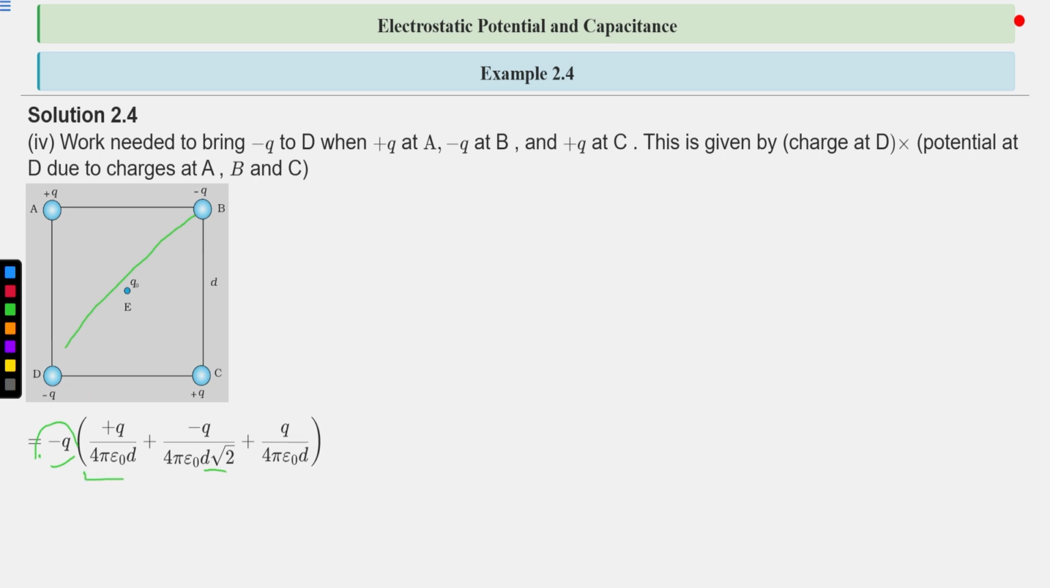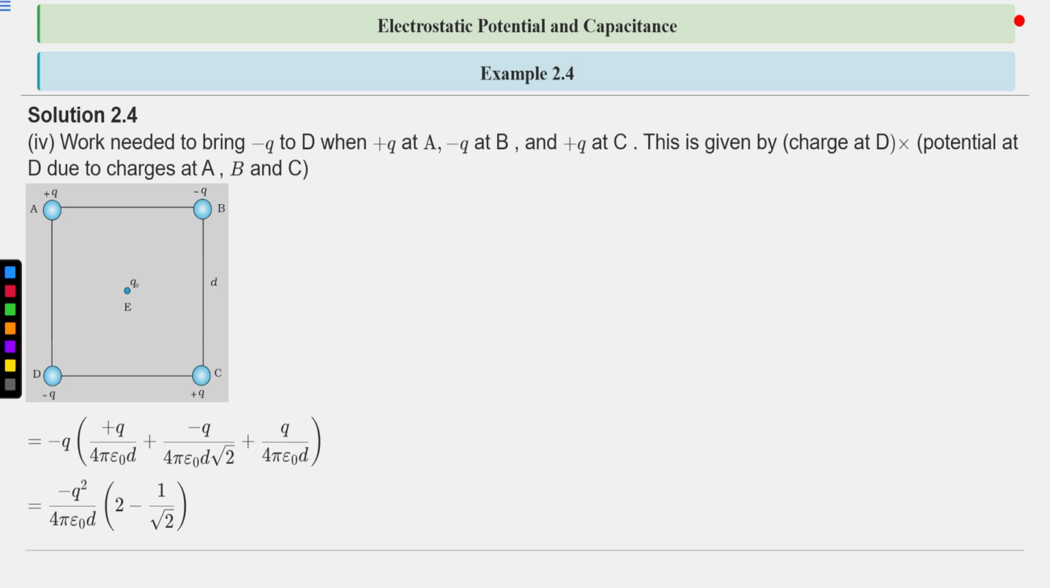This is the potential created by the three point charges A, B, and C on this D point, into the charge at D. This is the work done to bring this minus Q charge at D due to all these three charges present. So after solving and rearranging, we got minus Q square by 4 pi epsilon naught D, 2 minus 1 by root 2.